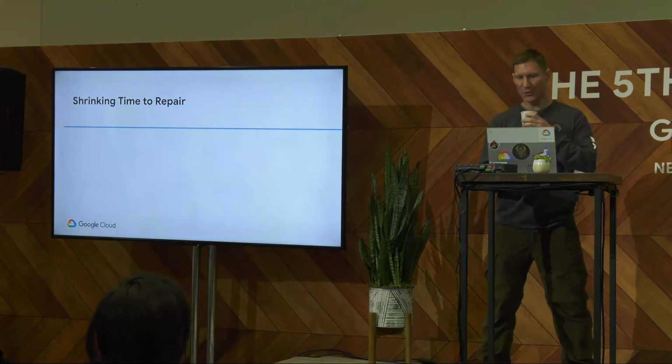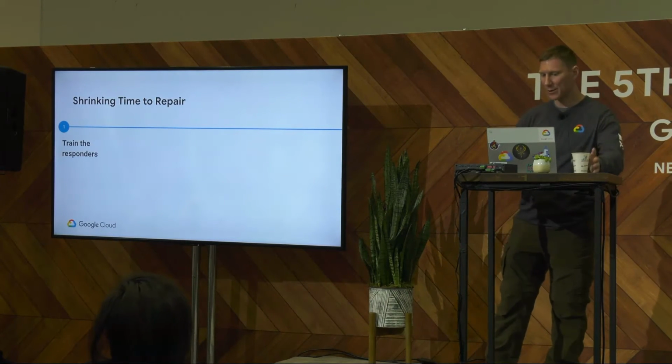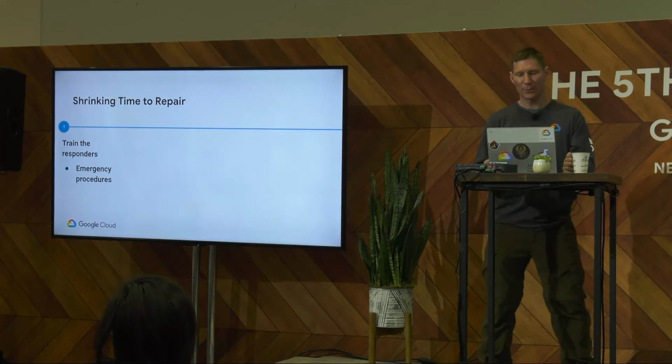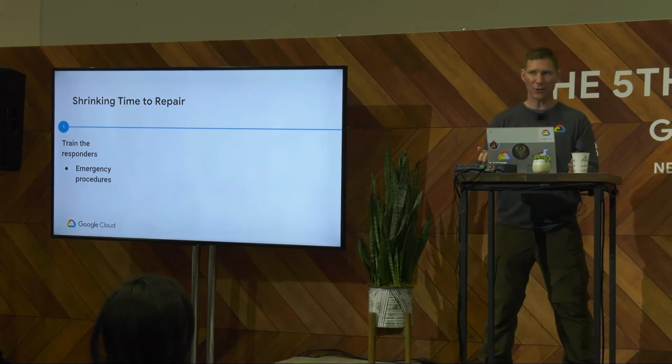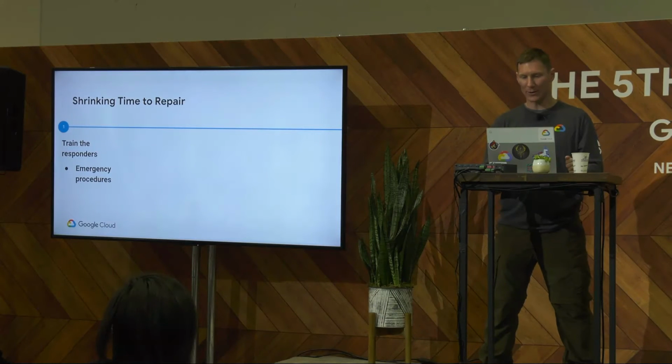So what can you do to improve your time to repair? First, you have to train your responders. You need emergency procedures defined and tested so that everyone involved can be calm and productive during an outage. You need procedures that provide enough structure so that it's all organized and people know what's going on. But you need them to be flexible enough so that a lot of ad hoc debugging and impromptu substructures can take effect.